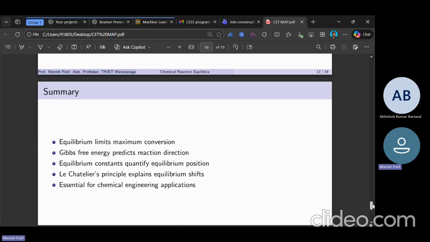In summary, equilibrium limits the maximum conversion. Gibbs free energy predicts the reaction direction. The equilibrium constant quantifies the equilibrium position. Le Chatelier's principle explains how the equilibrium shifts. And it is essential for chemical engineering applications. So the equilibrium constant is useful for these five things.